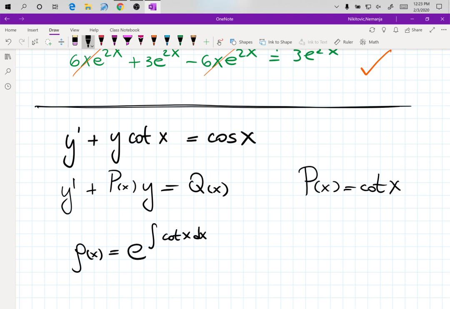Negative cosecant x. Or negative cosecant squared x. Good. It was a good one, but you missed a couple of squares there.